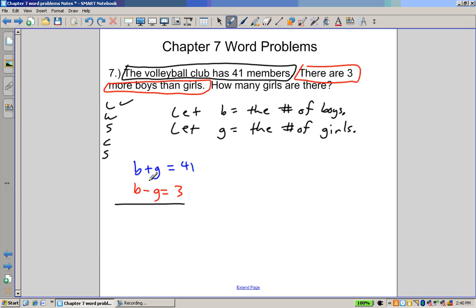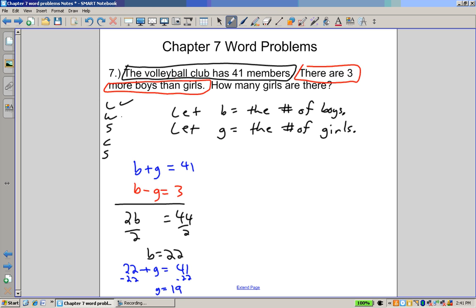Okay, so we're going to add these up. I think that's perfect setup for the linear combination method. So 1b plus 1b would be 2b. 1g minus 1g would be 0. Those cancel out. And 41 plus 3 is going to be 44. Just continue to solve. B equals 22. Let's plug that back in. Looks like blue is easy enough to solve for. B, which is 22, plus G equals 41. Subtract 22. And G equals, looks like 19.